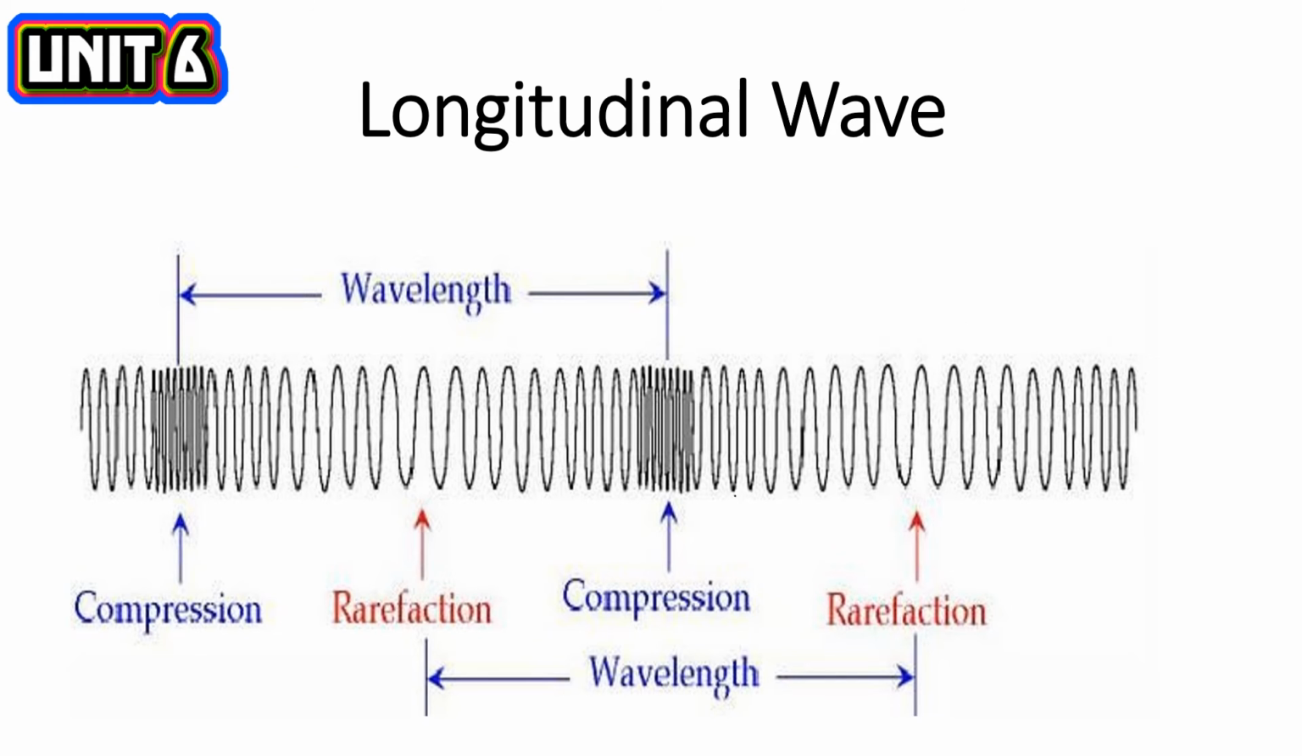So in a longitudinal wave, we still have your wavelength, even though it is not moving up and down. Wavelength here is defined as the distance between one compression and another compression, or it can be the distance between one rarefaction and another rarefaction.